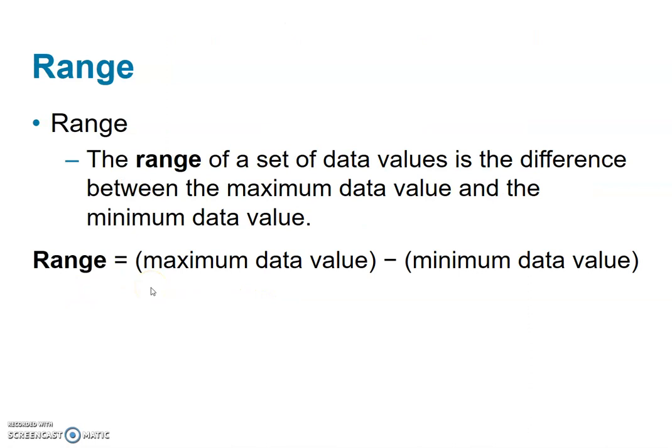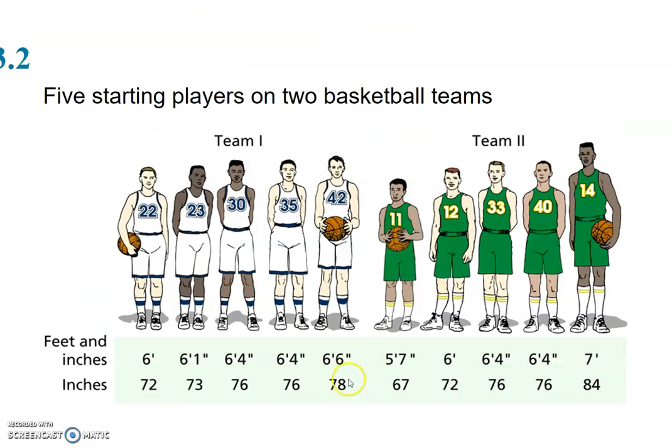The range is the easiest thing to find. All you do is you take the max minus the min. So let's go back to our basketball players. Okay, so for team 1, the range would be 78 inches, the tallest person, minus 72 inches, which is going to give us 6 inches. For team 2, the range is going to be 84 minus 67, which is 17 inches. So team 2 has a bigger variation, so the range should be bigger, it's 17, compared to team 1, where they're all kind of the same height, their range is 6 inches.